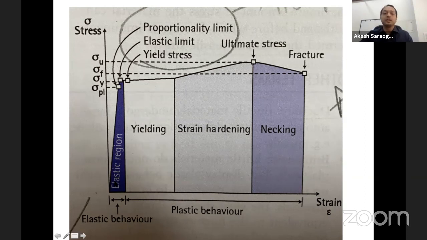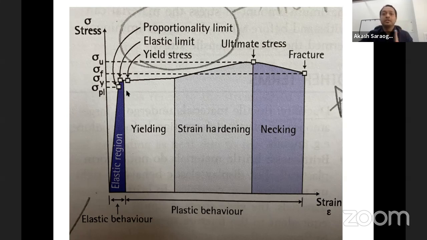Now, what this dark blue that you see over here is the elastic region, and anything beyond is the plastic region where the object cannot come back to its original state. The point in between the elastic region and the plastic region is called the yield point. Now, there are three things which happen at the yield point.